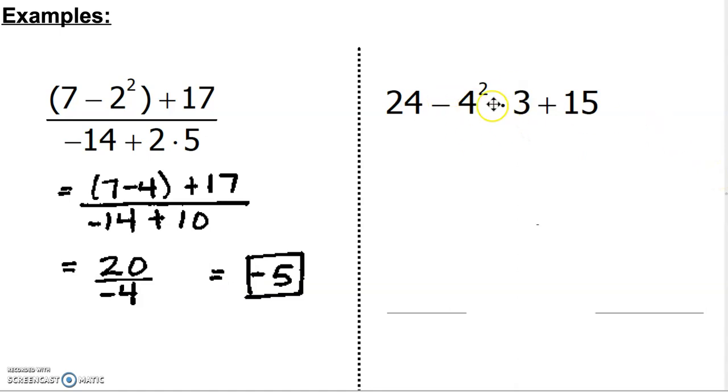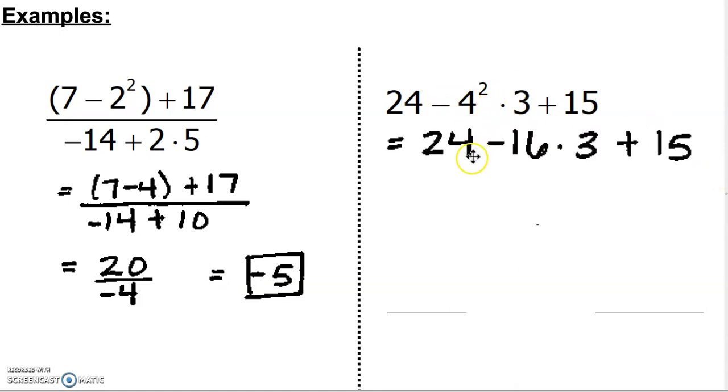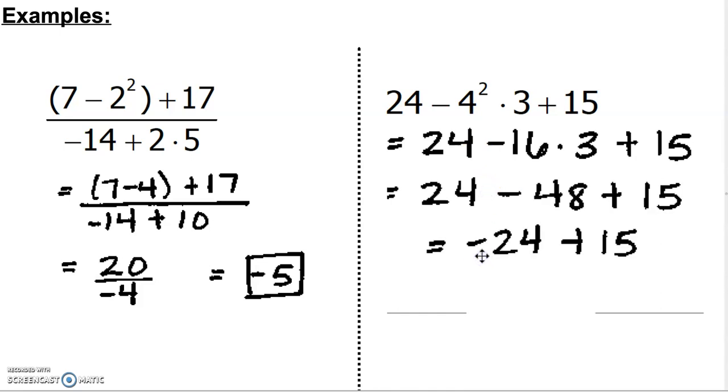Okay, here we have our exponents first, then our multiplication and addition and subtraction. Notice the 24 minus the 48 gives us that negative 24, and negative 24 plus 15 is a negative 9.